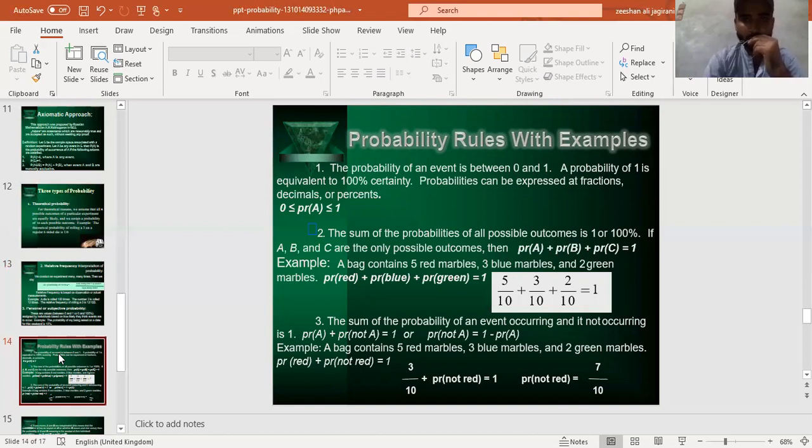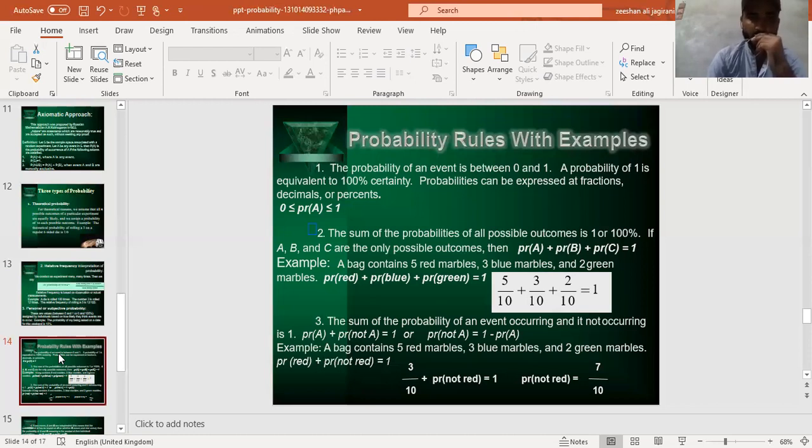Number two, the sum of the probabilities of all possible outcomes is 1, or 100 percent. If A, B, C are the only possible outcomes, then P(A) plus P(B) plus P(C) is equal to 1. Example: a bag contains 5 red marbles, 3 blue marbles and 2 green marbles. The summation will be P(red) plus P(blue) plus P(green) is equal to 1, and 5 divided by 10 plus 3 divided by 10 plus 2 divided by 10 is equal to 1.